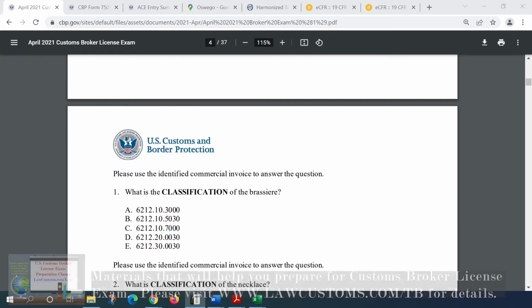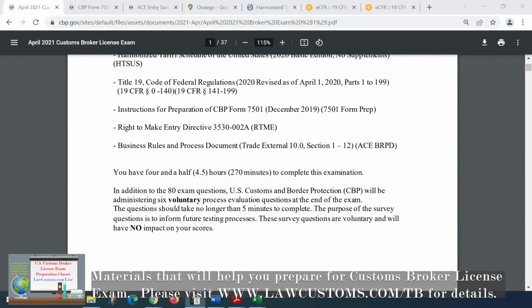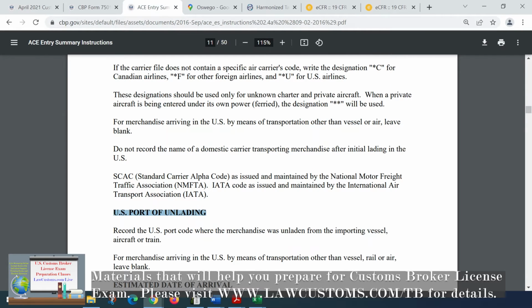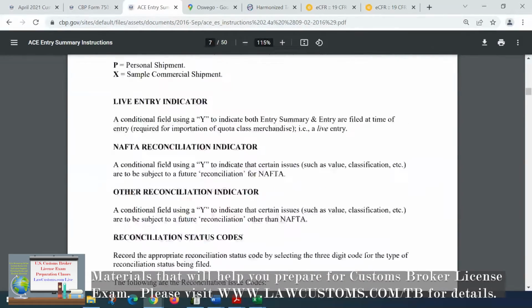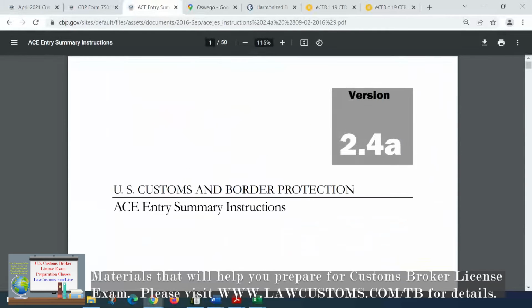did require examinees to be familiar with CBP Form 7501 instructions. And of course, now we have, instead of CBP Form 7501, we have ACE entry summary instructions.